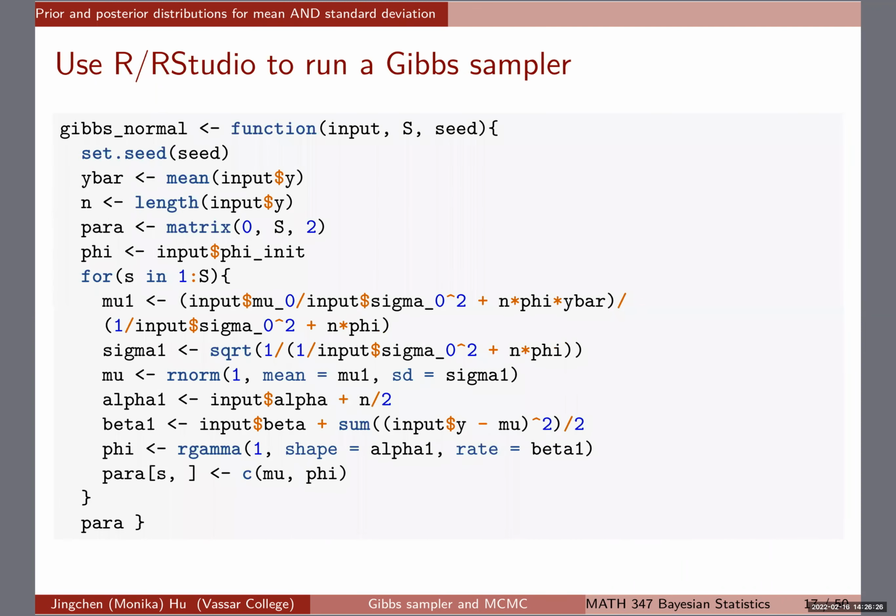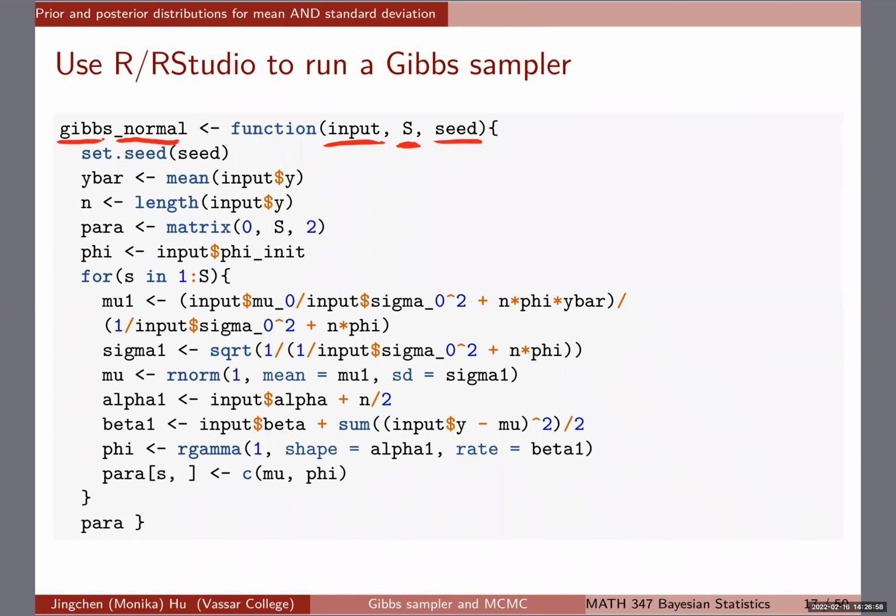With that in mind, I do want to show you the code a little bit. Of course, the code is posted on Moodle, so you can look into it a little more later. We coded it here as a function. We call it the Gibbs sampler for the normal model. We need the input, that's the initial values as well as the data and everything. We need the number of iterations that we want. And because this is a random process, you may want to pass a seed in your function so you can get reproducible results.